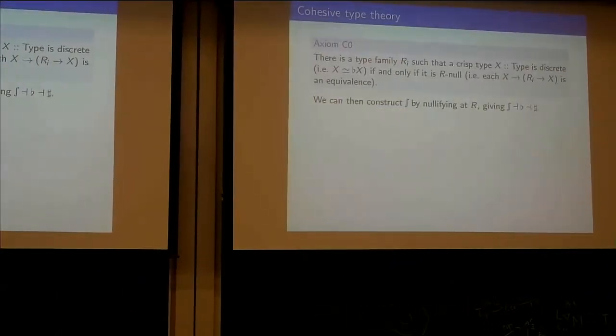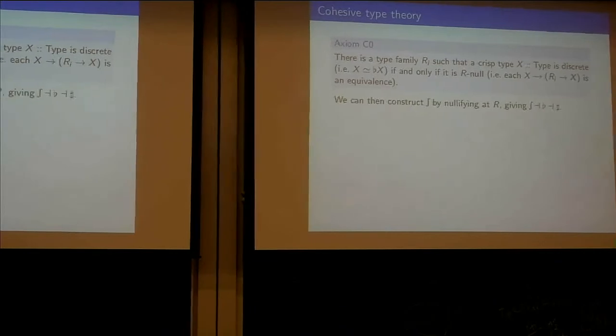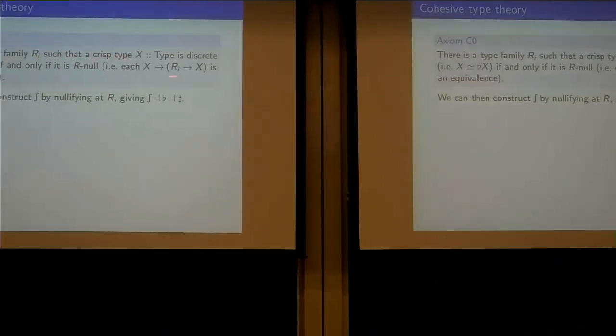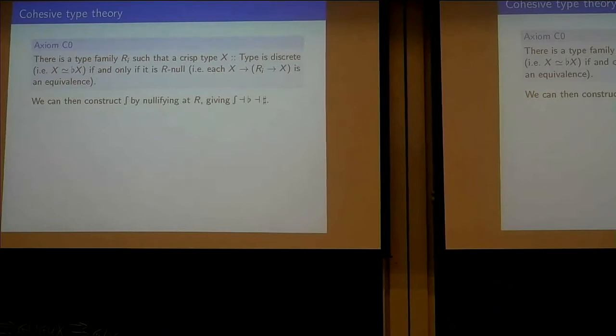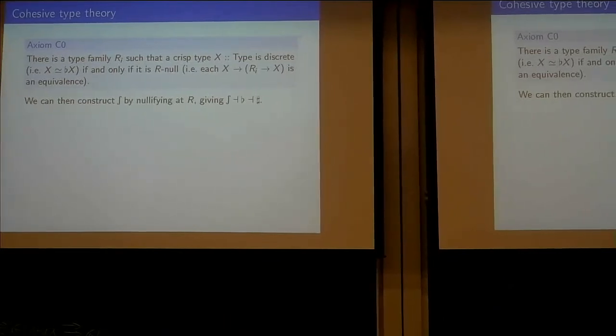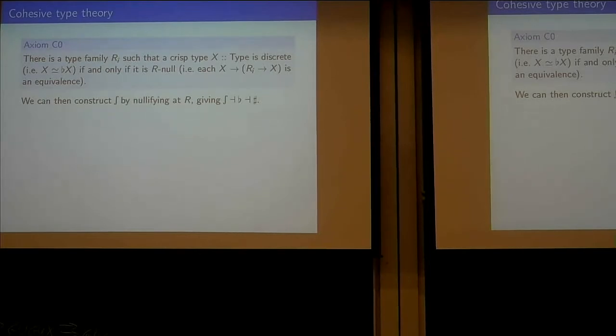So then internally, I can say that I have a family of objects which characterize the discrete types as the null types for those objects. And so we can construct the shape by doing this internal hierarchical nullification that gives us this left adjoint. So this is the semantic version.